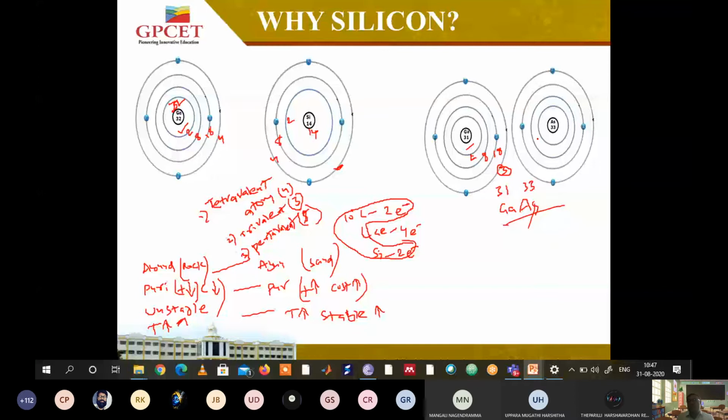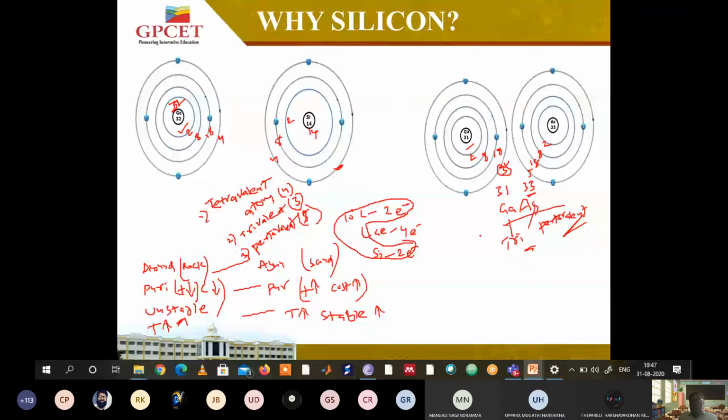So 3 means what? It's trivalent. Gallium is a trivalent atom because the outermost orbit contains 3 electrons. What about arsenic? 2 electrons, 8 electrons, 18 electrons, 5 electrons. At the outermost orbit 5 electrons are present, so it is called a pentavalent atom. Arsenic is a pentavalent material, right?